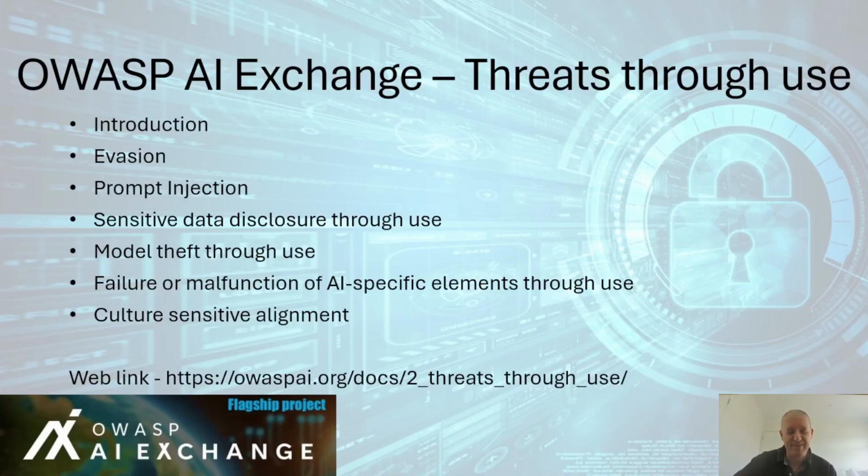You'll learn the following: the introduction, evasion, prompt injection, sensitive data disclosure through use, model theft through use, failure or malfunction of AI-specific elements through use, and cultural sensitive alignment. You'll find the link on the page displayed at https://owaspai.org/docs/2_threats_through_use. Let's move into the first section, which covers the introduction.